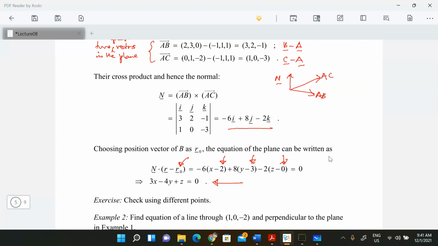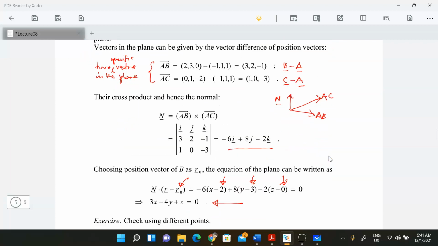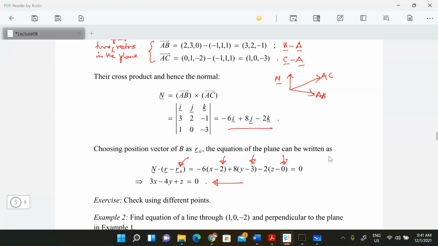Now, it seems a bit arbitrary at this particular point, since I'm choosing a particular position vector r naught here. Now I want you to do the exercise: even if you choose A or C for this particular case, you'll be getting back to this simplified equation of the plane given here. So that I leave as an exercise for you to do, just to verify that.